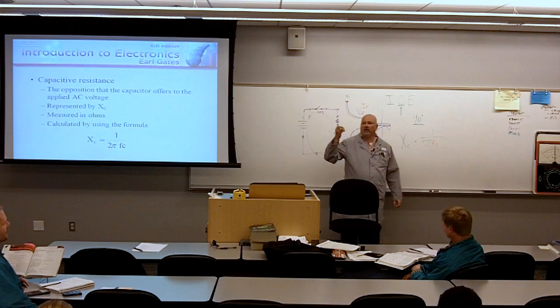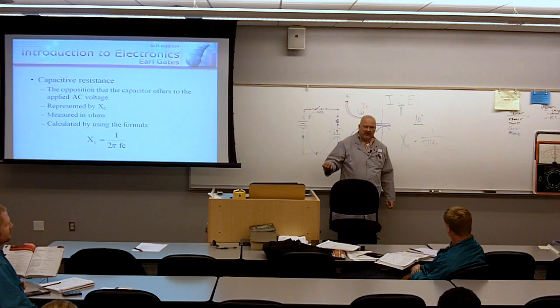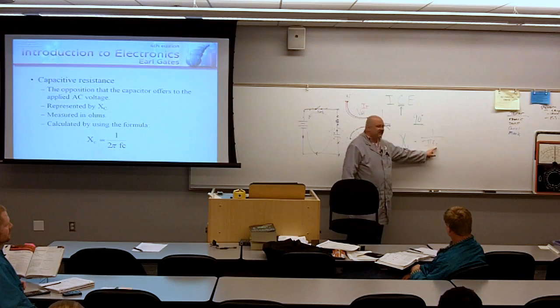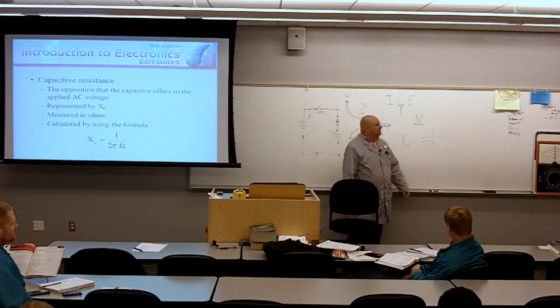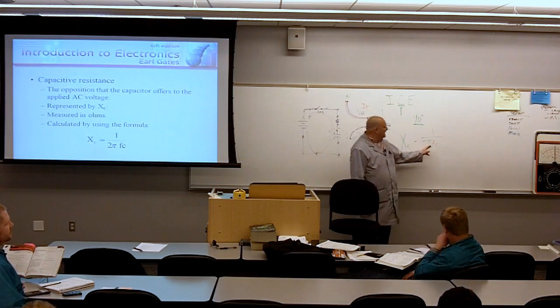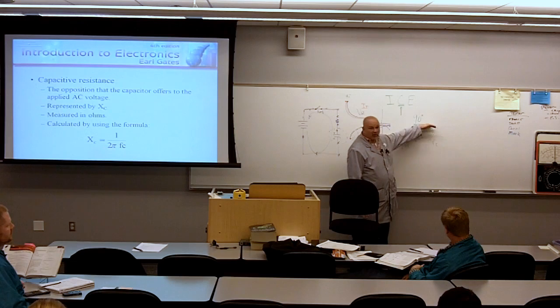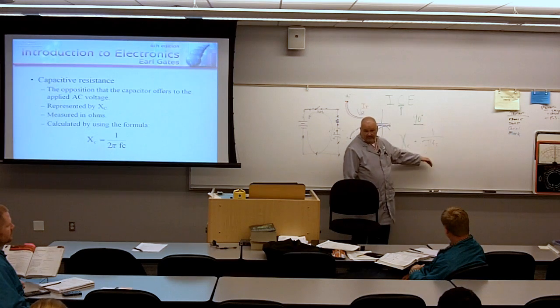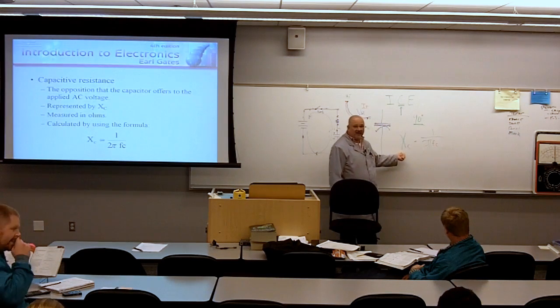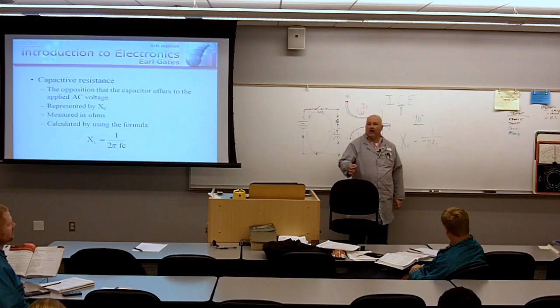F stands for frequency measured in hertz. C stands for capacitance measured in farads. So when you take 2 times pi times the frequency times the capacitance, and then take the reciprocal of that, 1 over, that shows you what the capacitive reactance is, measured in ohms.